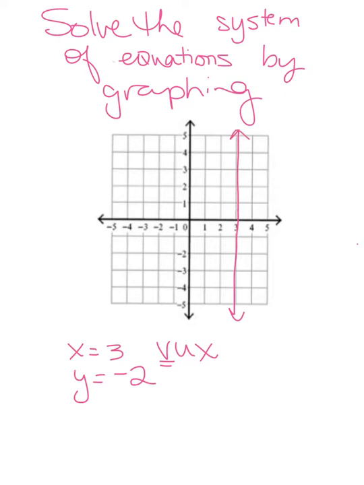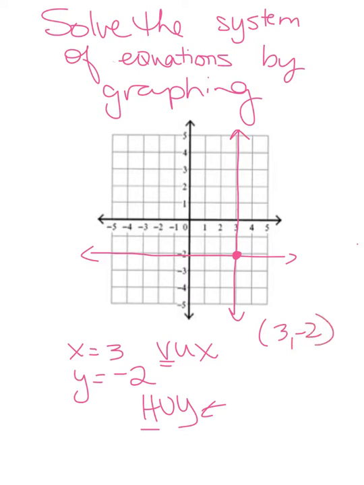My second equation is y is equal to -2. That's a HOY, meaning it's a horizontal line because we have y equals. All the y values on my given line are going to have a value of -2. So here's my equation there. Now, if I find out where my point of intersection is, it's right here. That's where the two lines meet. That has a value of (3, -2). That's my point of intersection.